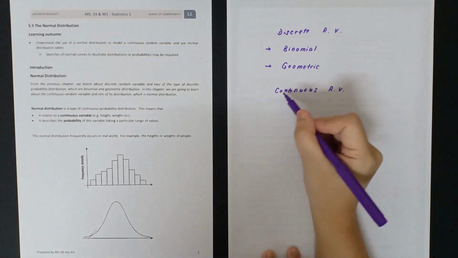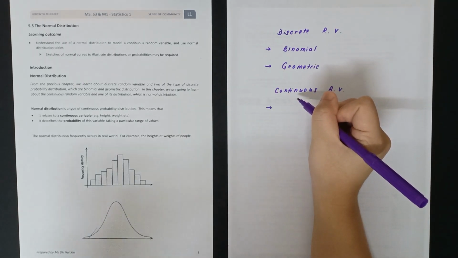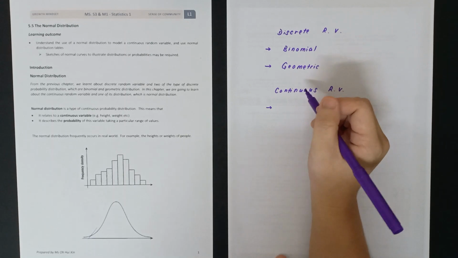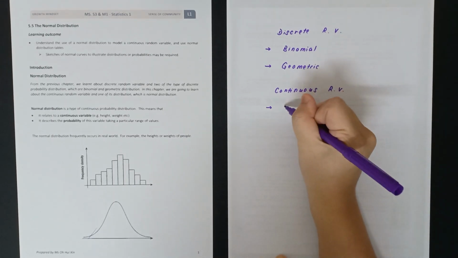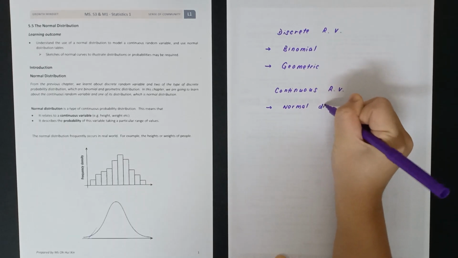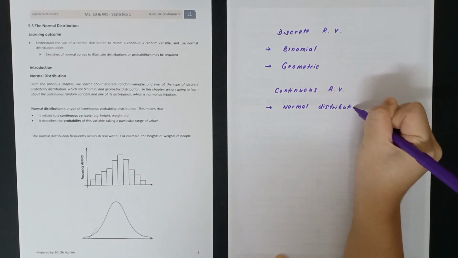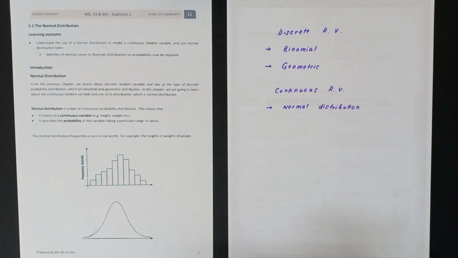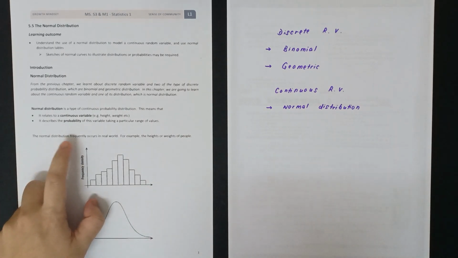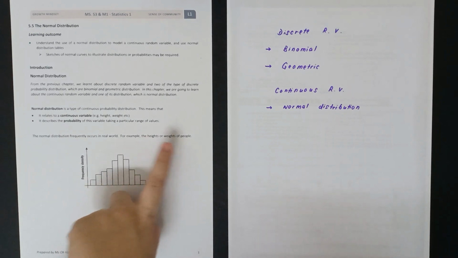Under continuous distributions there are a lot of distributions, but for your S1 syllabus you are just going to learn one, called the normal distribution. This will be our main focus for this chapter. I hope that you can understand. You can also go through the notes that I have written down here. A normal distribution frequently occurs in the real world, for example the height and the weight of people.